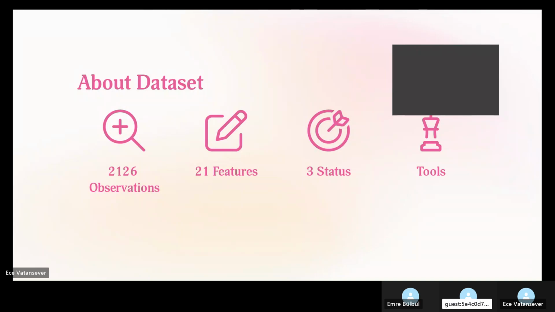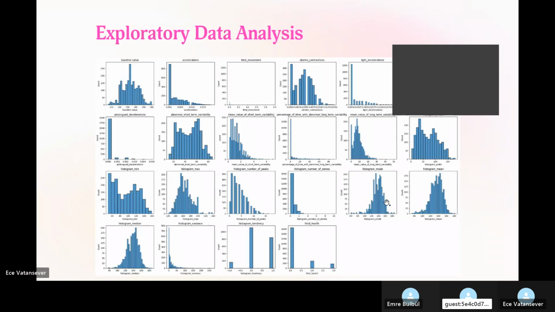After an EDA, we noticed that we have significantly more observations in the normal category compared to the other categories, which needed addressing. In order to solve this issue, we applied a technique called SMOTE, which stands for Synthetic Minority Oversampling Technique, to balance the data. Now, my friend Emre will continue with the other part.